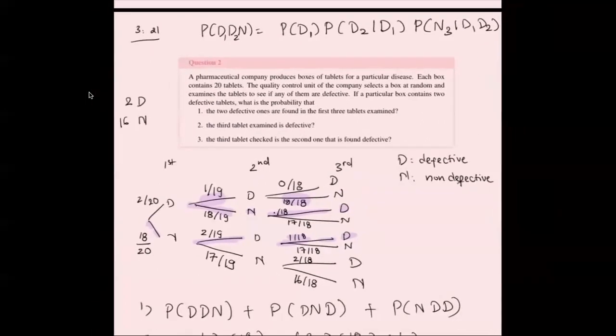Okay, for part two, we are interested in the third tablet being defective. So we will just look for a path such that the third one is defective. First, we got this one here. Next is this one, and this one. You will calculate the probability of each path and then add them together.